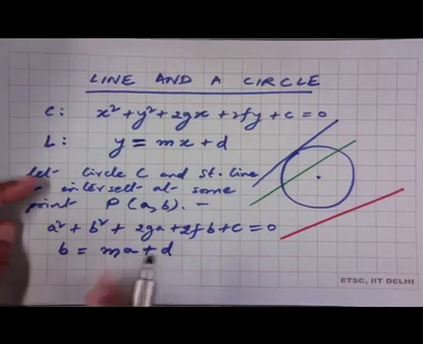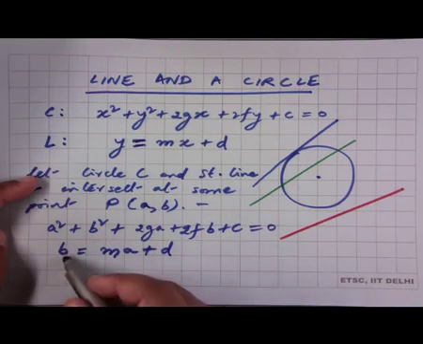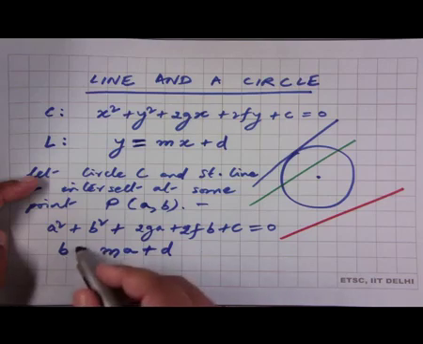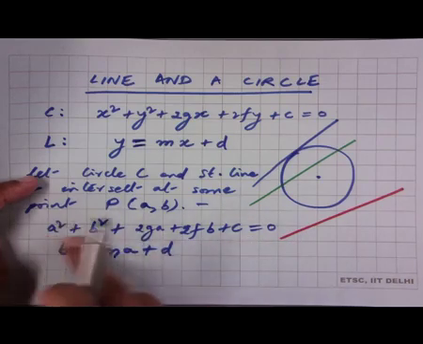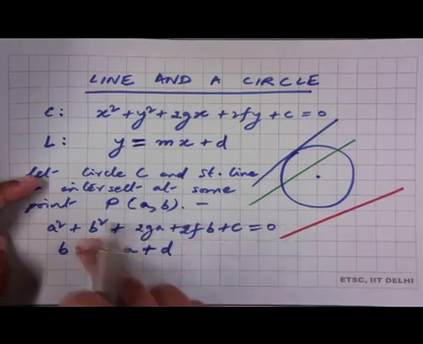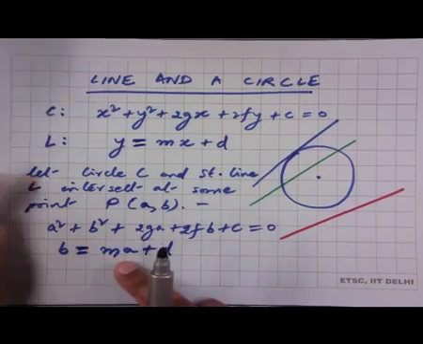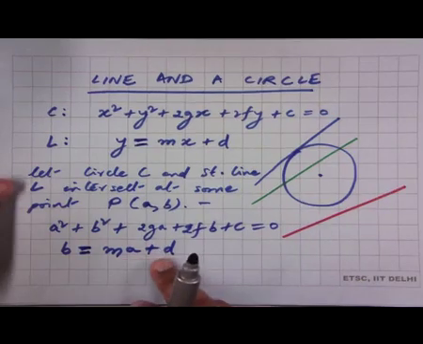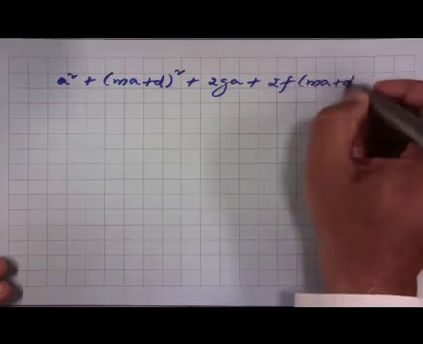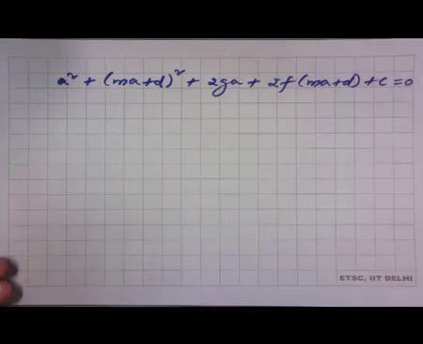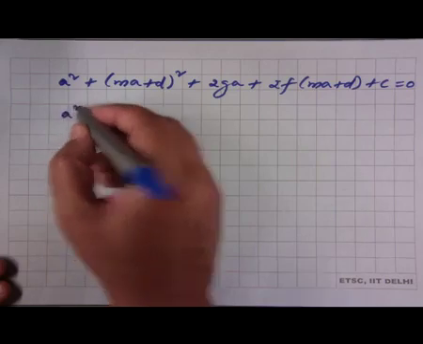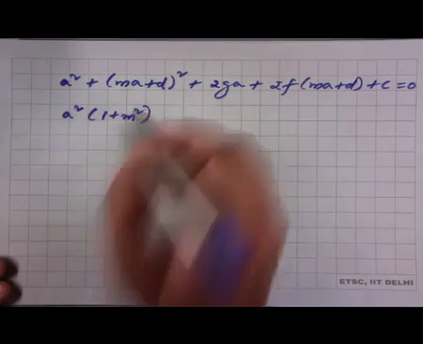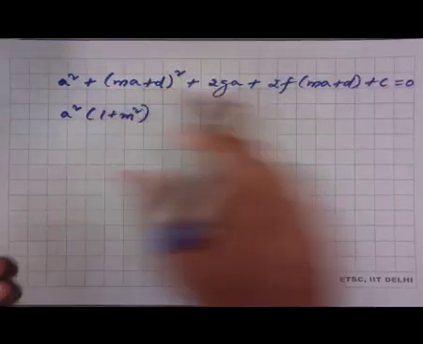And now, what we do is we substitute b equal to ma plus d into this first equation. So, in this first equation, wherever we have b, we replace it with ma plus d. We then get the following equation. And if we simplify it, we just have to open up this expression and this here.